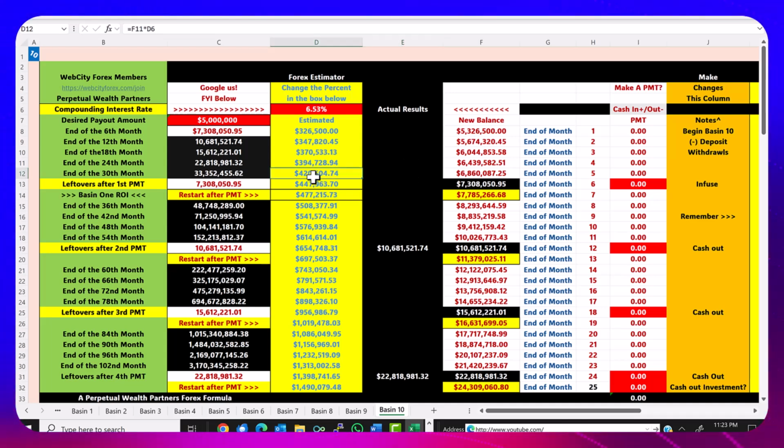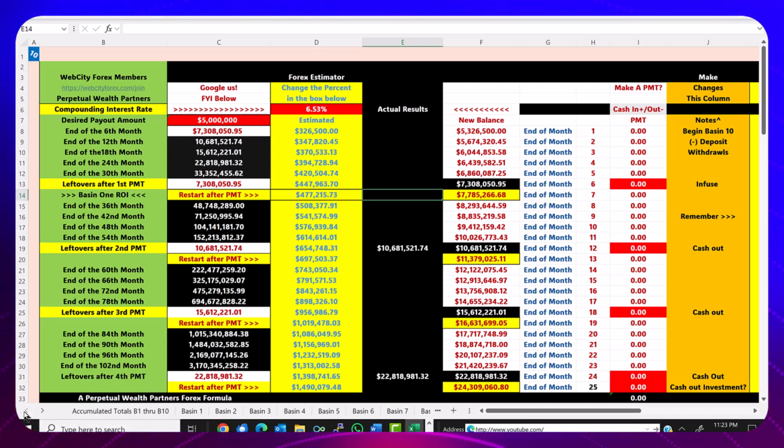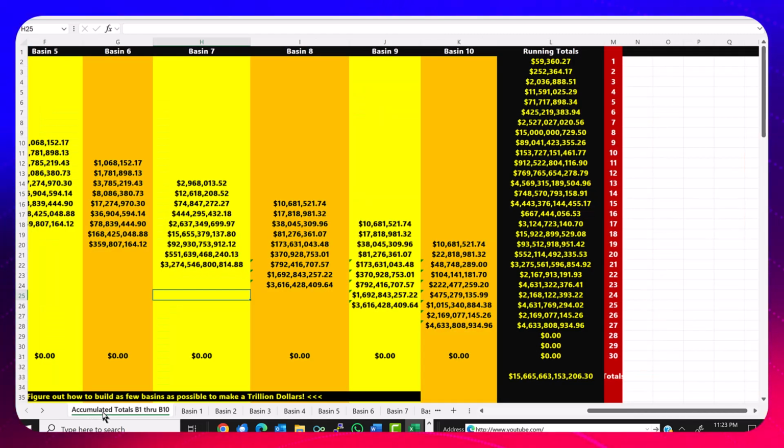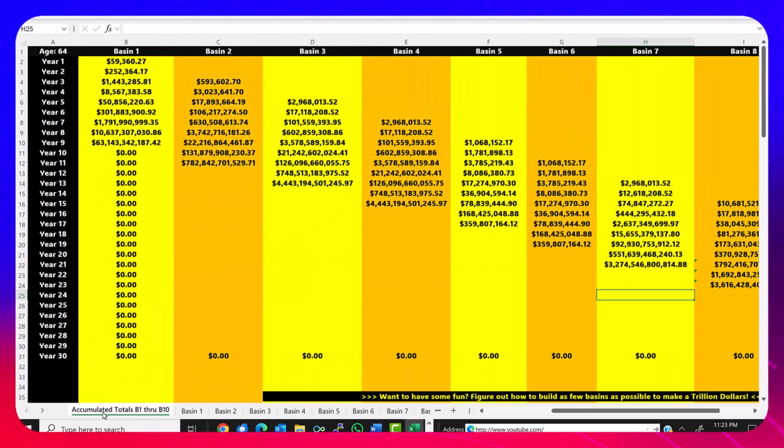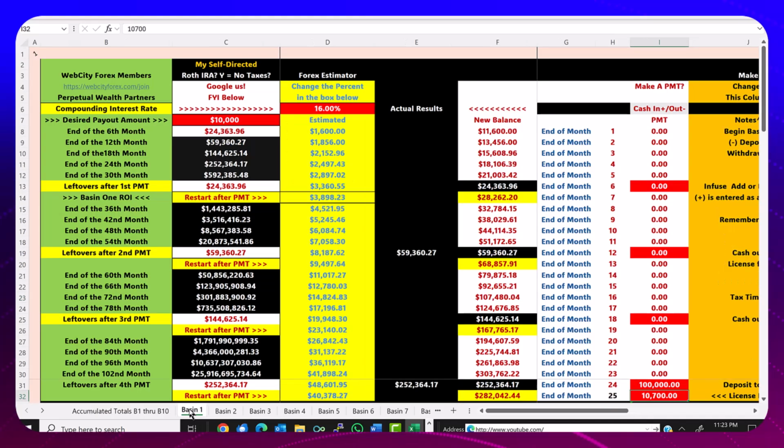Now, nobody knows what's going to happen with these brokers. So you just have to be smart about all this and manipulate it so that you don't lose. Try to level out your accounts. The reason why I opened 10 is because it's going to get really big. So let's see what happens at basin 1. Basin 1.